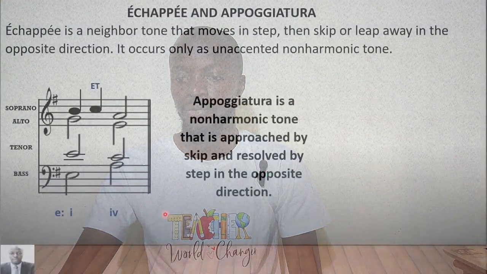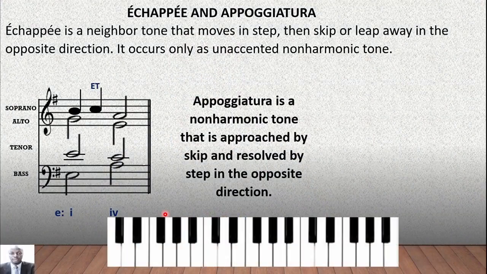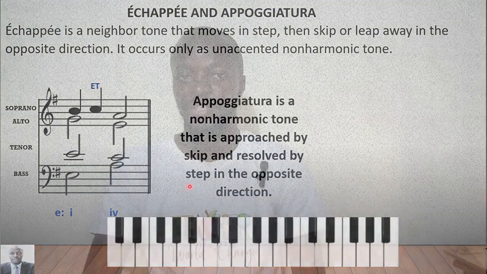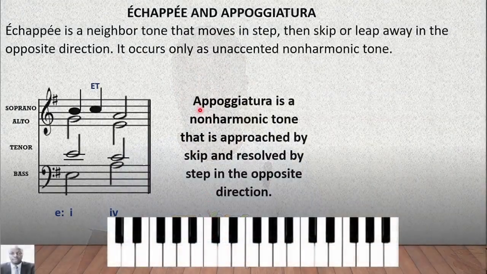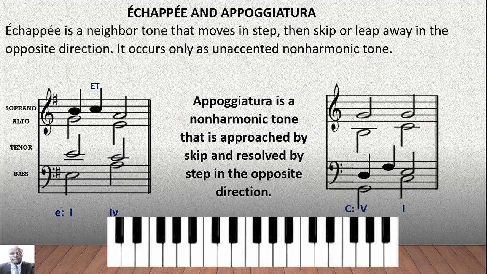All right, now let's talk about Appoggiatura. Appoggiatura is a non-harmonic tone that is approached by skip. So take note of that. It is approached by skip and resolved by step in the opposite direction. We can see here that Appoggiatura is the opposite of Echappee. And again, what does Appoggiatura mean? Appoggiatura means lean on.